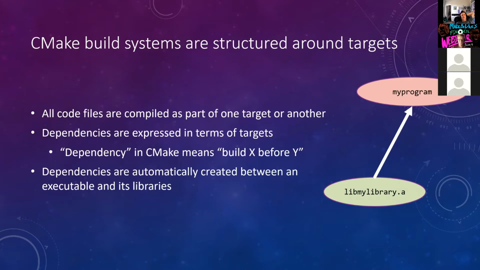When we say X depends on Y, that means it requires Y to be built before X is. Maybe Y will have some kind of side effect of building it that X needs. CMake will always do it that way. The most common side effect, of course, would be creating a library that something needs to link to. So if you have an executable or library that uses other libraries, it'll automatically create dependencies for that, so it'll know to build them in the right order.